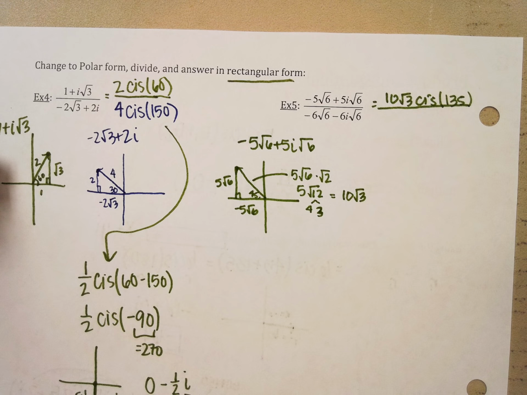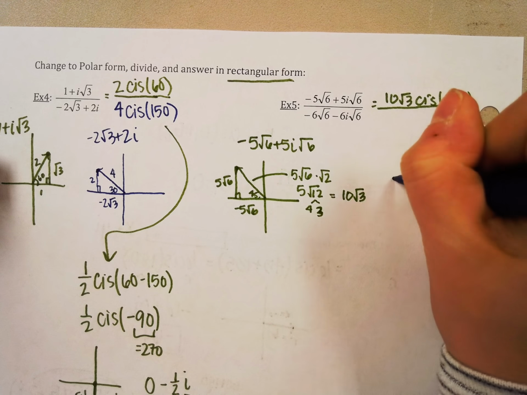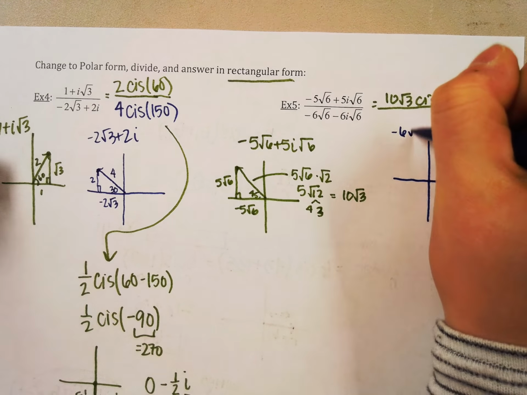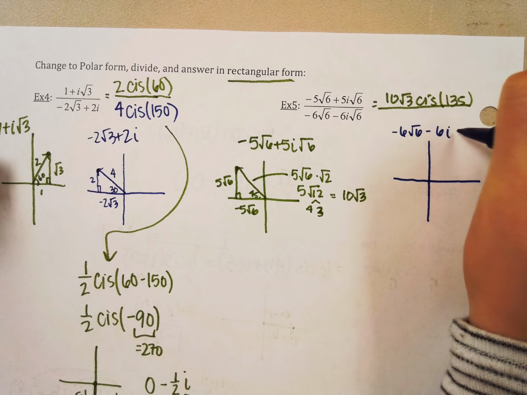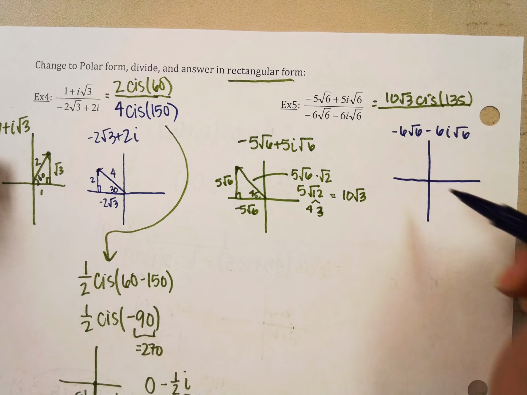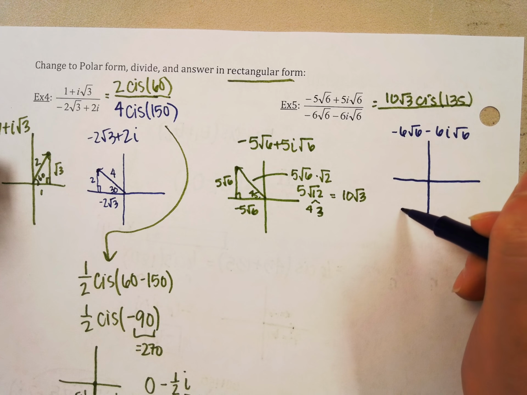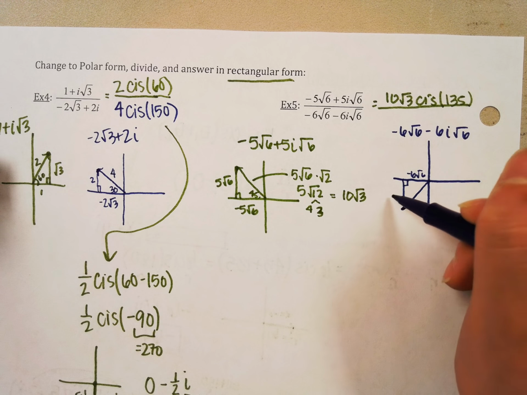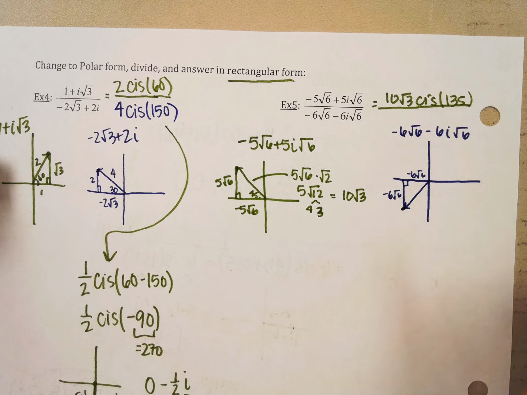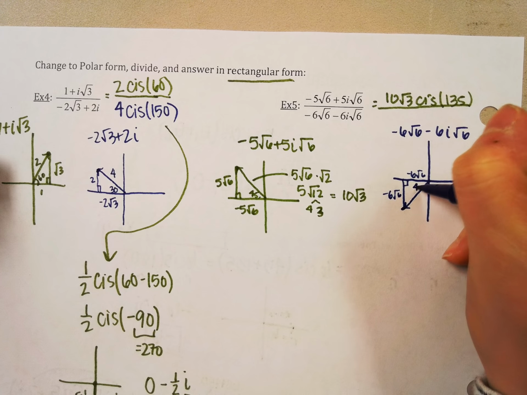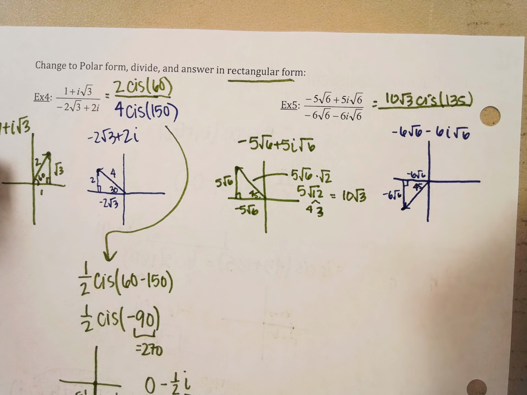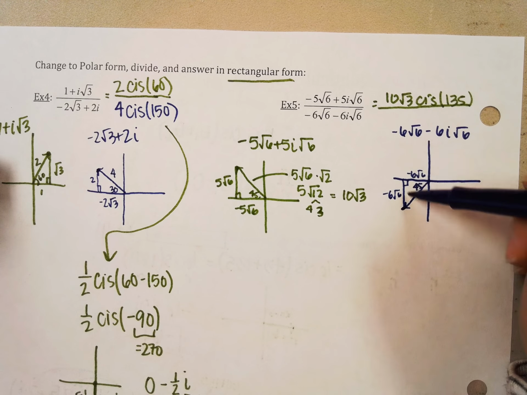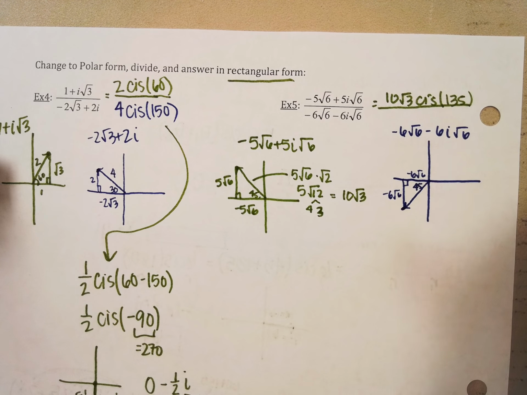Let's deal with the denominator too. So negative 6 root 6 minus 6i root 6. So negative 6 root 6, negative 6 root 6 is going to be in quadrant 4, or sorry, 3. Negative 6 root 6, negative 6 root 6. Again, we have an isosceles triangle formed here because both my x's and my y's are the same. So that means that I'm dealing with a 45-degree reference angle. So 180 plus 45 will give us the theta value that we need.